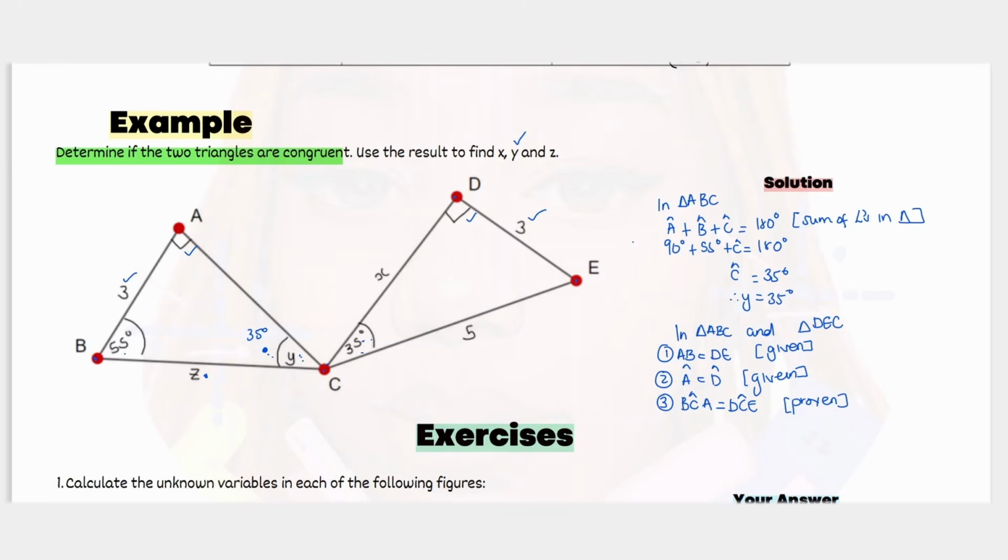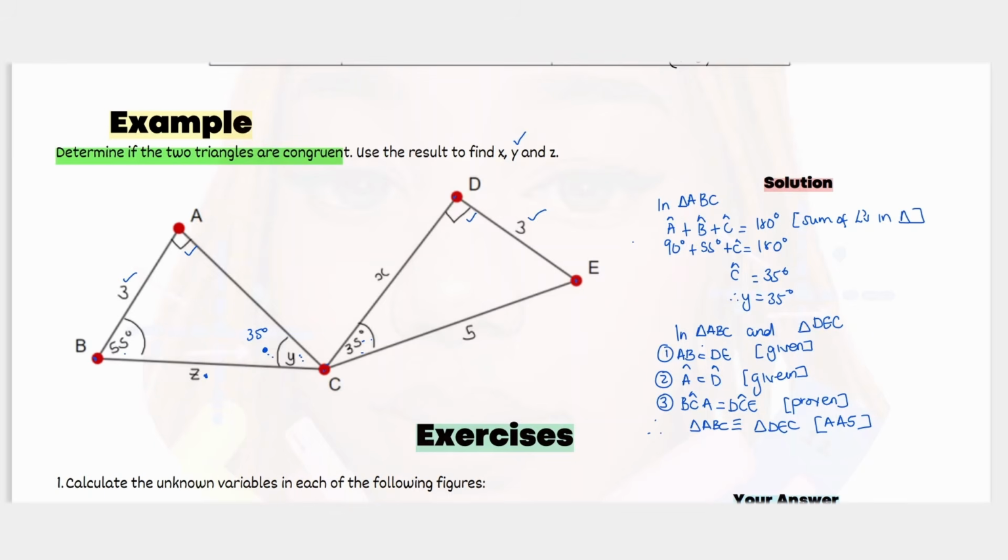Because remember, we proved it up here, right? So now we have 1, 2, 3 statements. So now we can conclude that triangle ABC is congruent to triangle DEC. And what is our reason? Do you see that here we have a side and here we have 2 angles? So our reason is going to be angle, angle, side. I hope that made sense. So that's how we prove congruency.